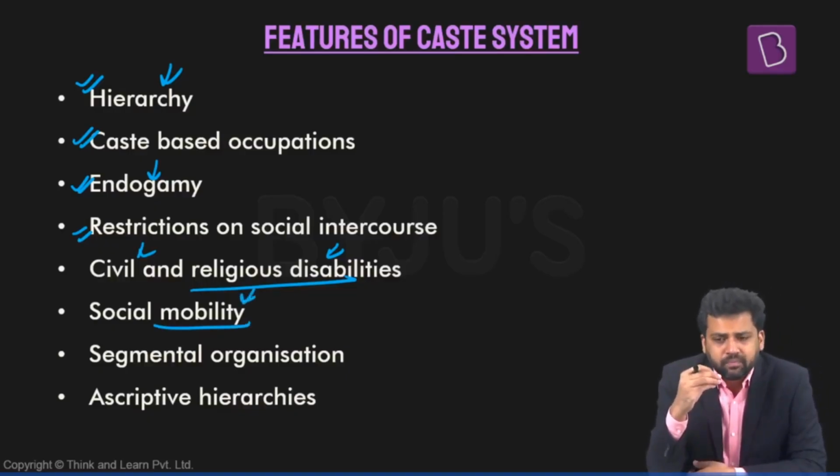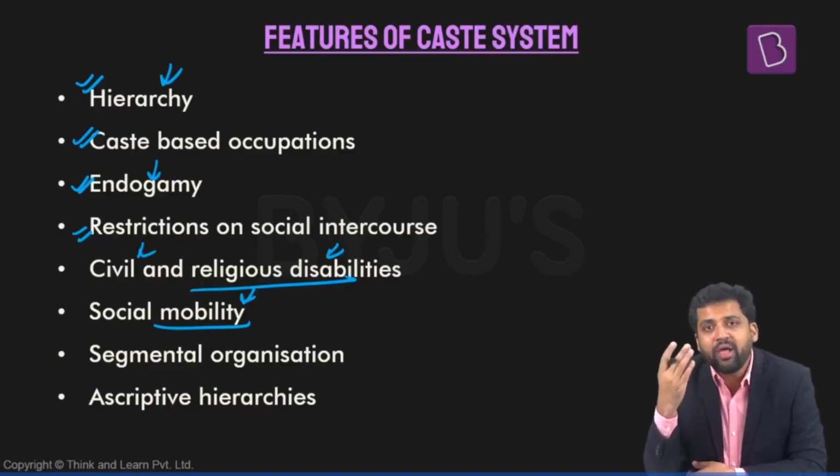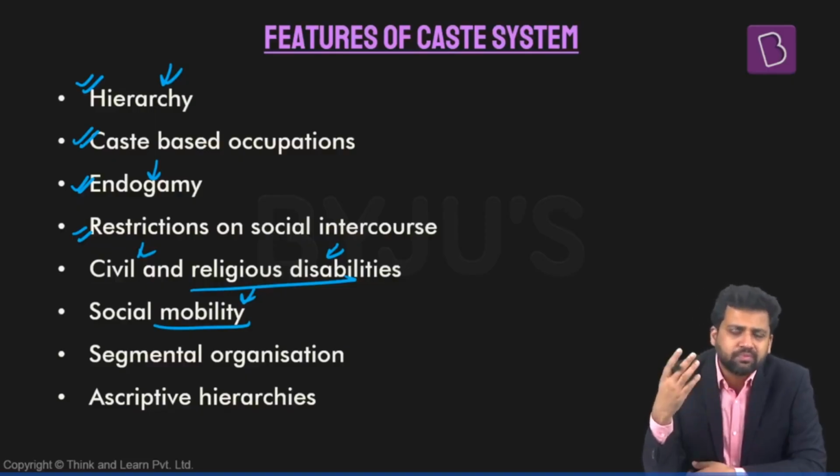Social mobility. Mobility, or social mobility, implies whether the society allows people to move up the hierarchy. If there is a society, what are the avenues provided by the society for people to move up the hierarchy? Sometimes mobility can also be downward, but when we use the term social mobility, it implies that people's position in the social hierarchy can change.